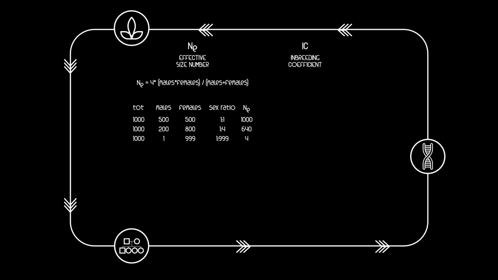On the opposite, if the sex ratio is 4:1, so we have 800 females and 200 males, the effective size is reduced to 640. The most extreme case, where we keep only one male to pollinate 999 females, the effective size drops to only 4. The effective size number has a direct effect on the average inbreeding coefficient calculated for the generated offspring. In that sense, the higher the effective size, the lower the average inbreeding of our population. The average inbreeding coefficient is sometimes multiplied by 100 and expressed as a percentage.